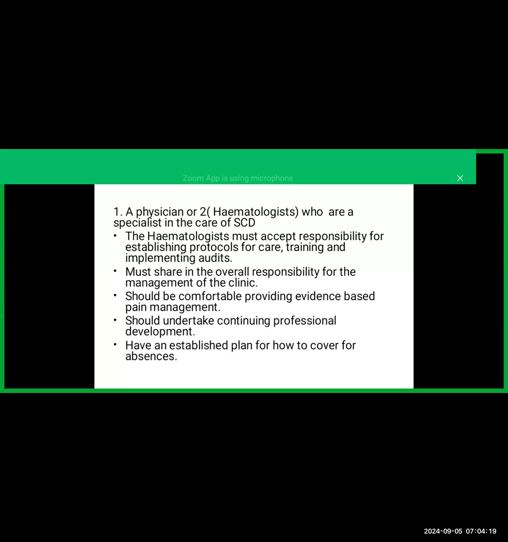Then the minimum requirements: we need a physician or 2, and preferably hematologists who are specialists in managing sickle cell disease. The hematologists must accept their responsibility for establishing protocol for care, training, and implementing audit. They must share in the overall responsibility of the management of the clinic. They should be comfortable providing evidence-based pain management, undertake continued professional development, and have an established plan for how to cover for absences.